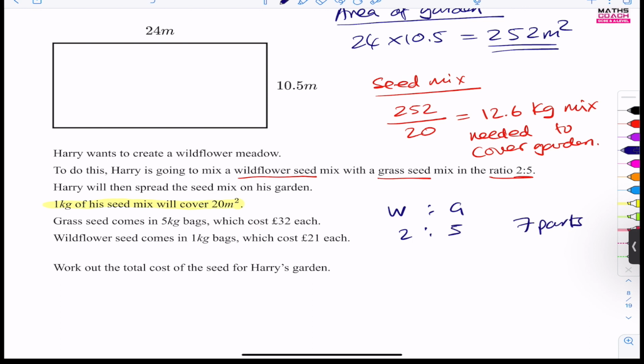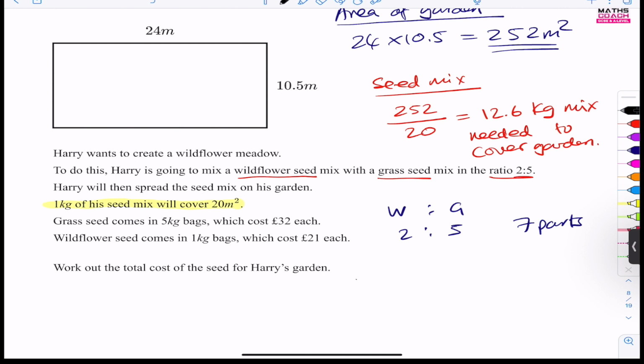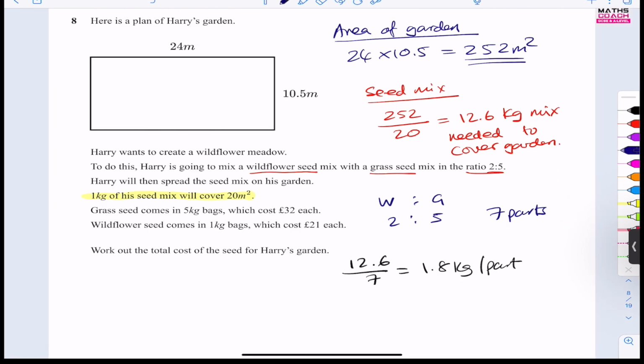So we are going to need to divide 12.6 into 7 parts, because remember, that is the seed mix right there. So we're going to do 12.6 divided by 7, and that gives us 1.8. So it's 1.8 kilograms per part. So now that we know that it's 1.8 kilograms per part, for the wildflower, what we can do is 2 times by 1.8, and that gives us 3.2 kilograms.